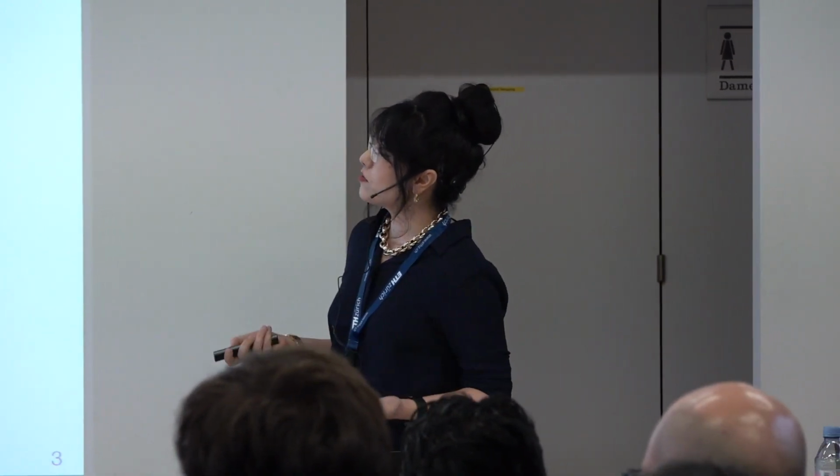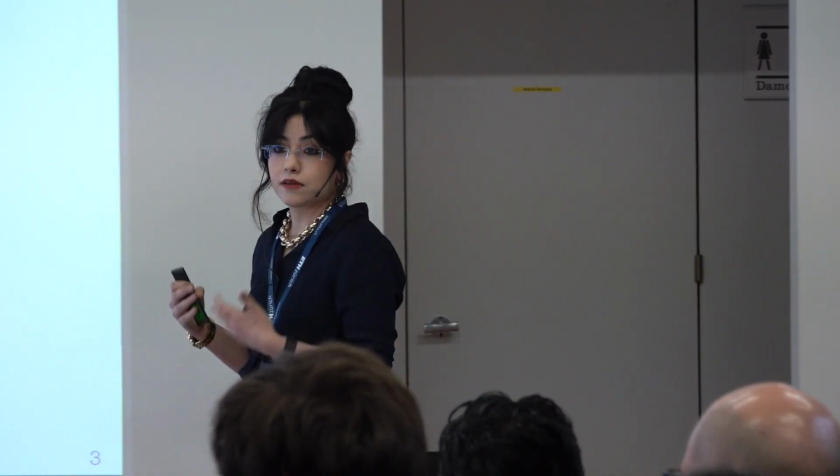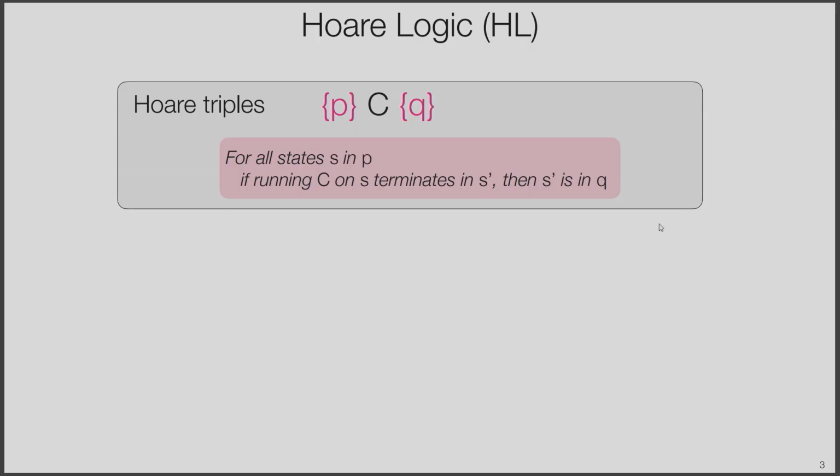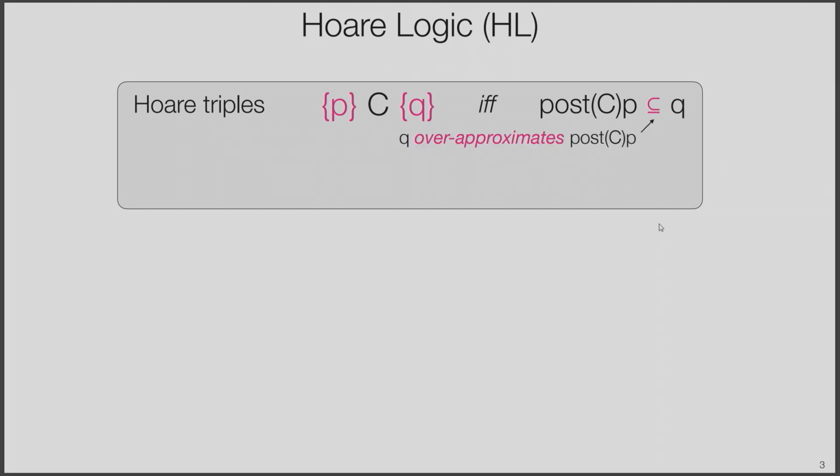But essentially, this triple says that given any initial pre-state S in P, if I run C on top of S and the program terminates, then I'll end up in a post-state S' that satisfies Q. In other words, Q is a superset of all possible post-states, all possible program behaviors, starting from P. And this is exactly what I mean by an over-approximate kind of reasoning, because we are considering a potentially bigger set of program behaviors.